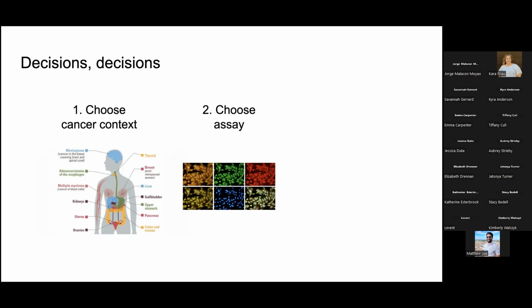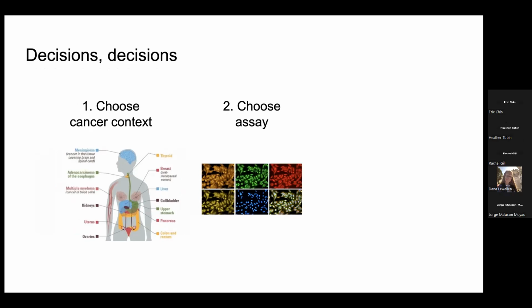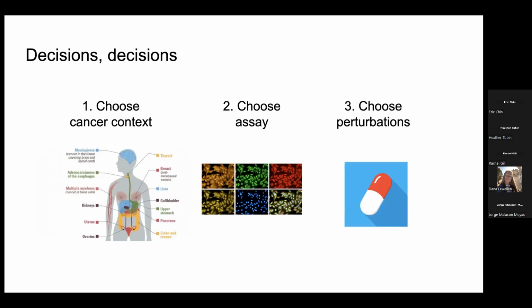What assay do you want to perform? There's a lot of different considerations here. Most often we use cell painting. It's a microscopy-based assay, which I'll describe in more detail a little bit later. But there's other choices. And we also need to choose what perturbations we're going to use.